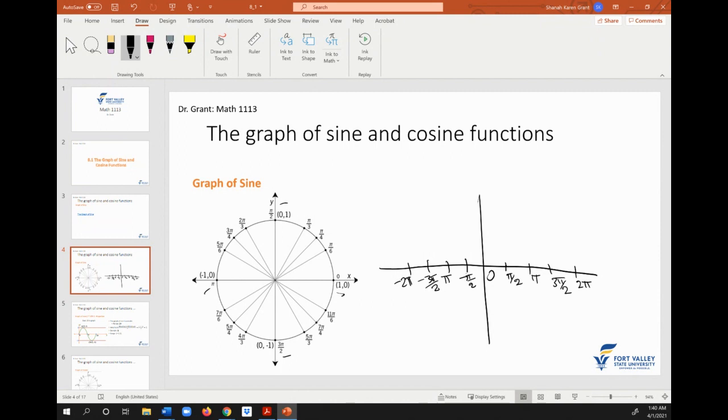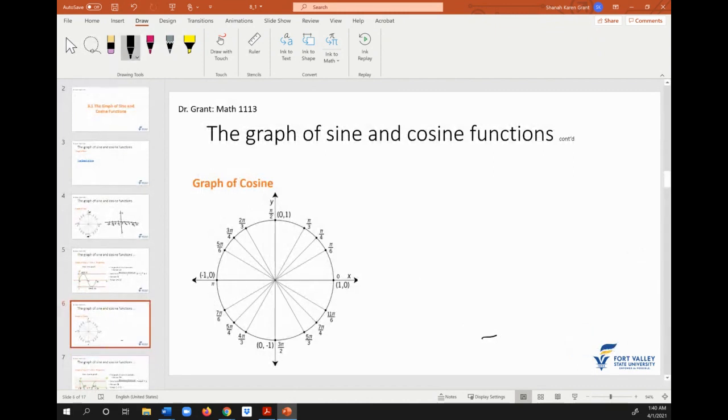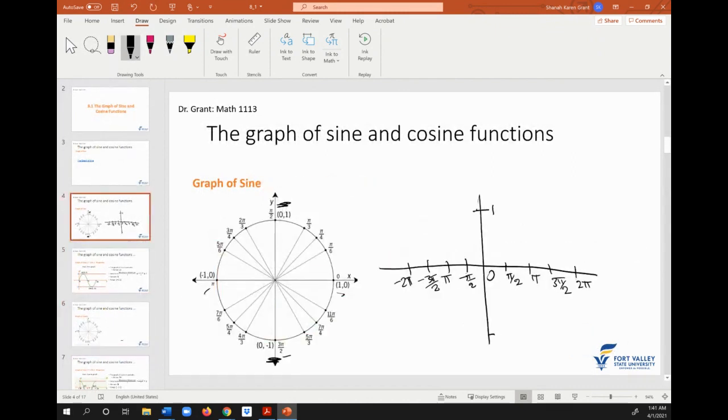Okay, and so if we look at the unit circle, notice that the highest point is 1, so my point here will be 1, and the lowest point is -1, so my point here would be -1. So now let's go around the unit circle to see what happens at each of these individual locations.